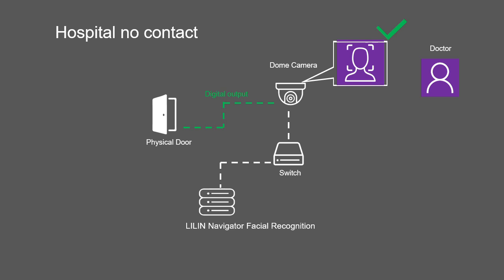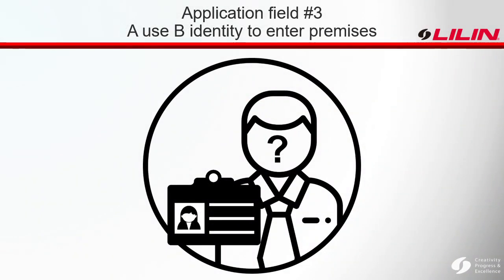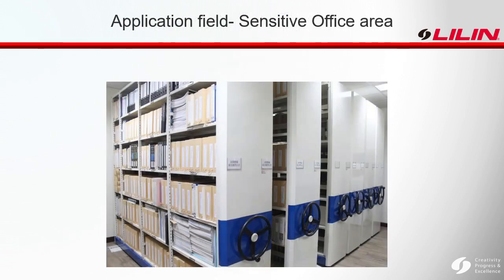One other example is about abusing identity to enter premises. Many times people want to use somebody else's identity to go into some area, especially a sensitive area where there is maybe money or a company treasure like an archive or sensitive information, or also CPU servers. So a lot of things are very sensitive. So how do we prevent this from happening?